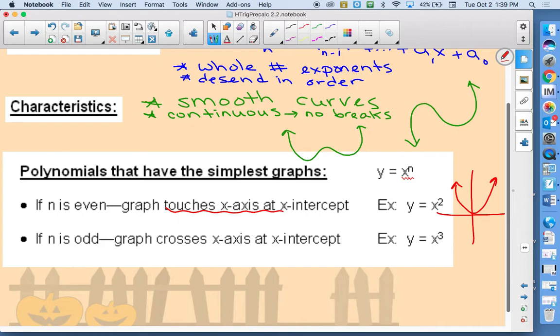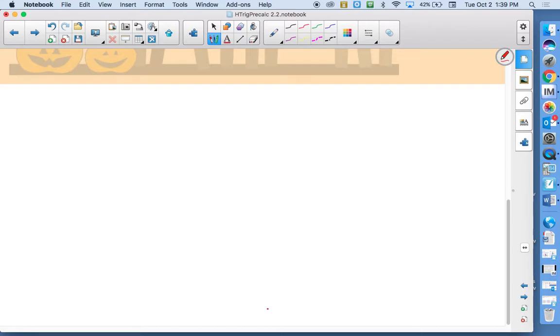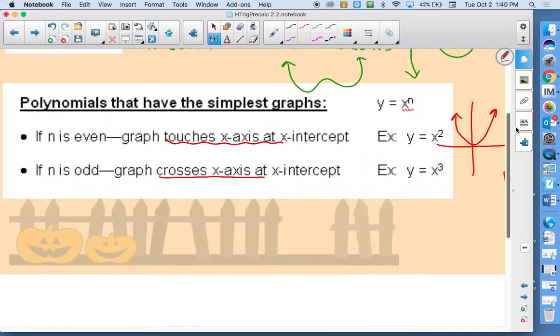If it's odd, the odd graph crosses the x-axis and goes through it at the x-intercept. So every even graph, as long as it is just like x squared, x to the 4th, x to the 16th, it just touches the x-axis, kind of curves the other way. But the odd graphs will cross through the x-axis at the x-intercept and then continue on its merry way. So if it's increasing the whole time, it just swipes through the x-axis at the x-intercepts and continues on.